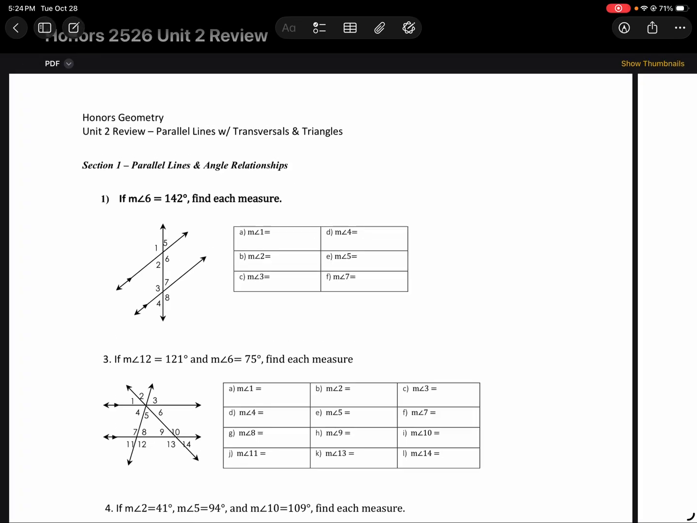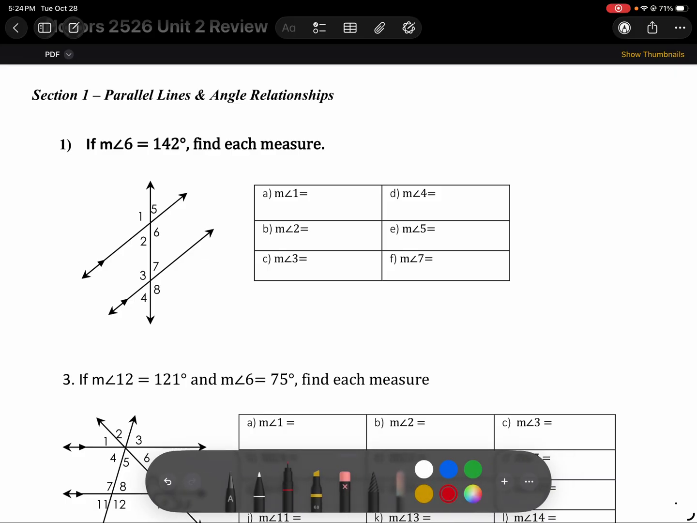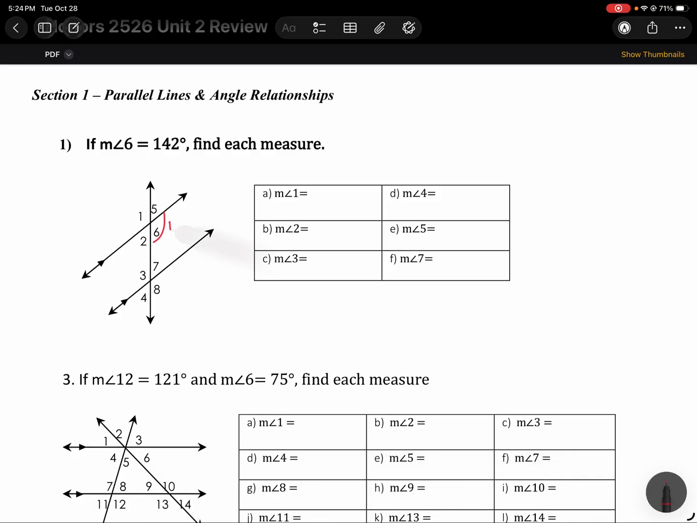All right, so this first question tells us that angle 6 is 142 degrees. Let me use red because it stands out. Okay, we know this is 142, so then it creates a supplementary angle with angle 5, meaning that angle 5 would be 38 degrees. And then from there, we have vertical angles all along the rest of them.